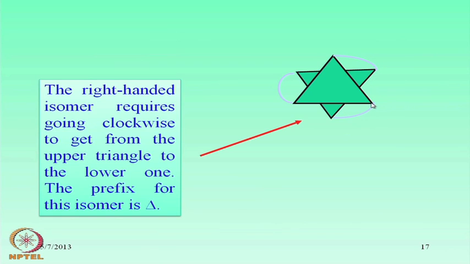Similarly, for the second upper face of the triangle, that means the second point, we move again from here to here in a clockwise direction, and the third one in the same way is also in a clockwise direction. So, when the movement is taking place in a clockwise direction to get from the upper triangle to the lower one, the prefix for this isomer should be delta. So, the clockwise movement is designated as only the delta isomer.